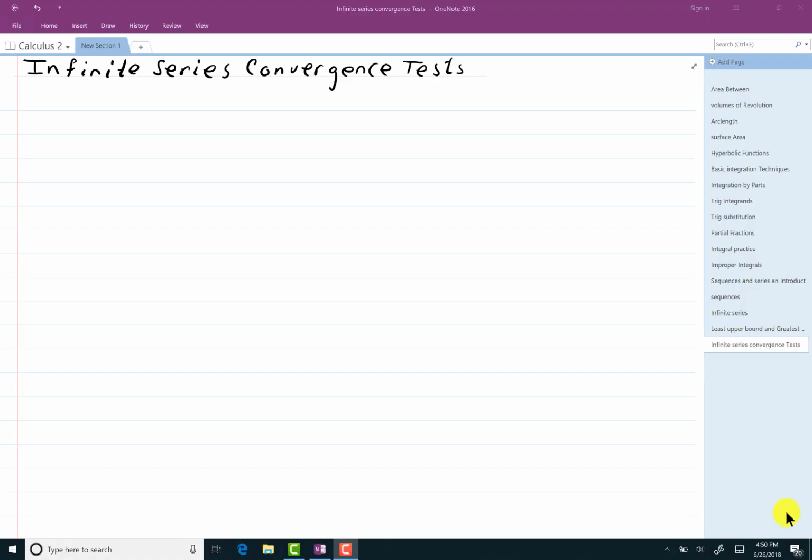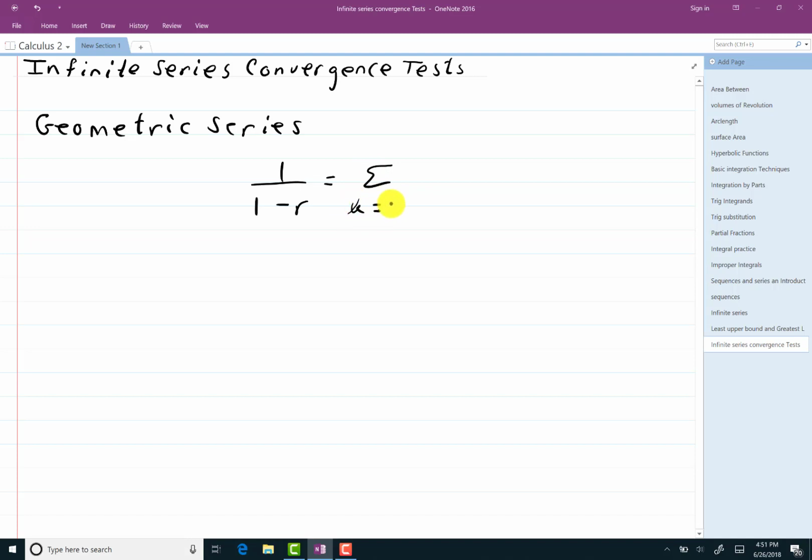Okay, we're going to start using different convergence tests to determine what series converge. Right now we have two series that we know how to find the sums of. We have the geometric series, and that's the one that is added up as 1 over 1 minus r equals the sum k equals 0 to infinity of r to the k. And for this to work, r has to be strictly between -1 and 1.